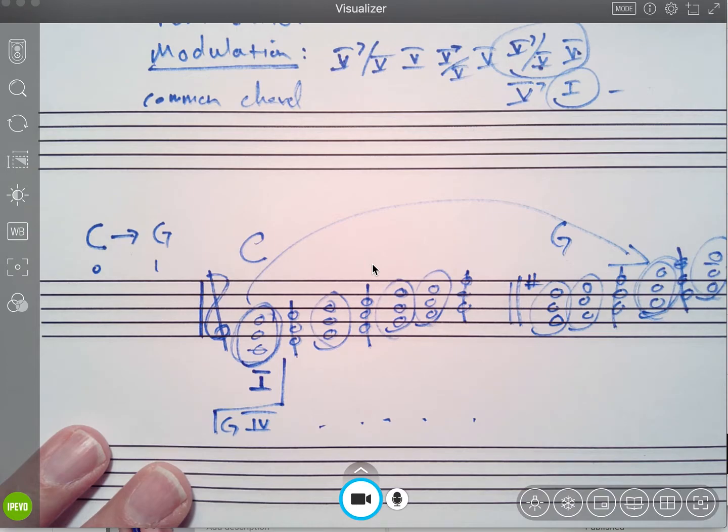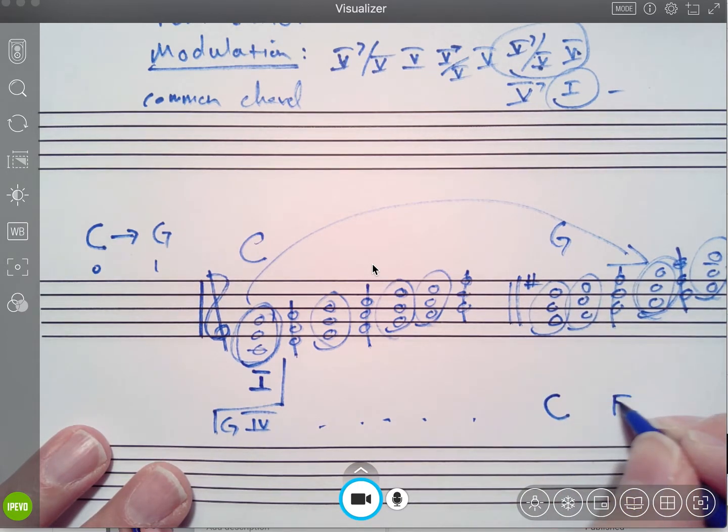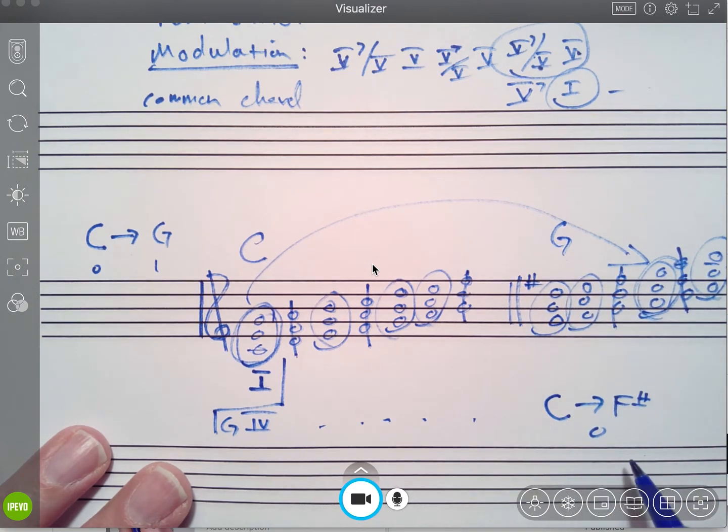If we were to look at, for example, C major to F sharp major, those are foreign keys, there would be 0 chords in common between the two keys, so a common chord modulation would not be possible. That's not to say that you can't modulate from C major to F sharp major, you just have to do it in a different way than a common chord modulation.